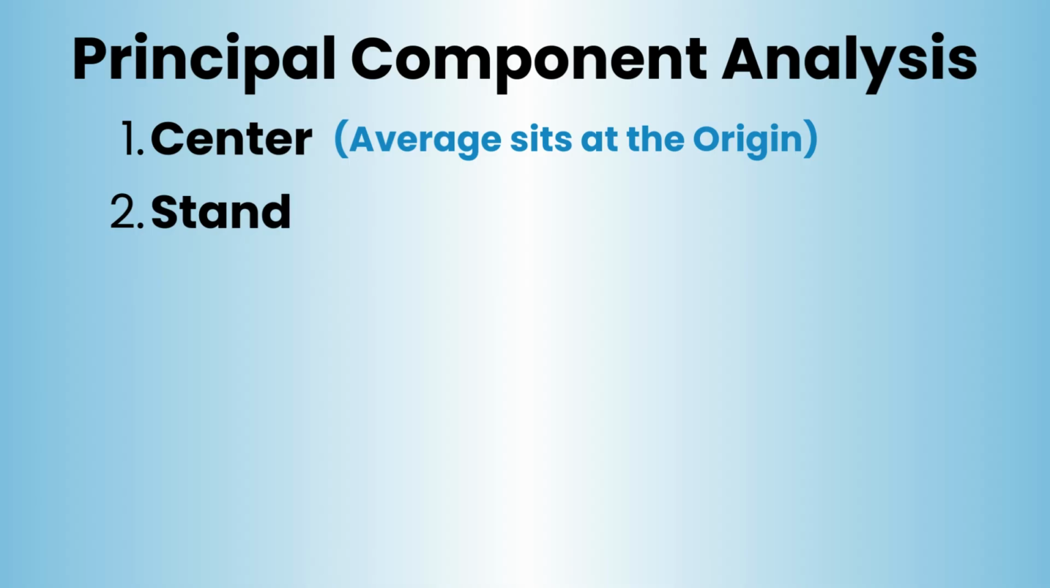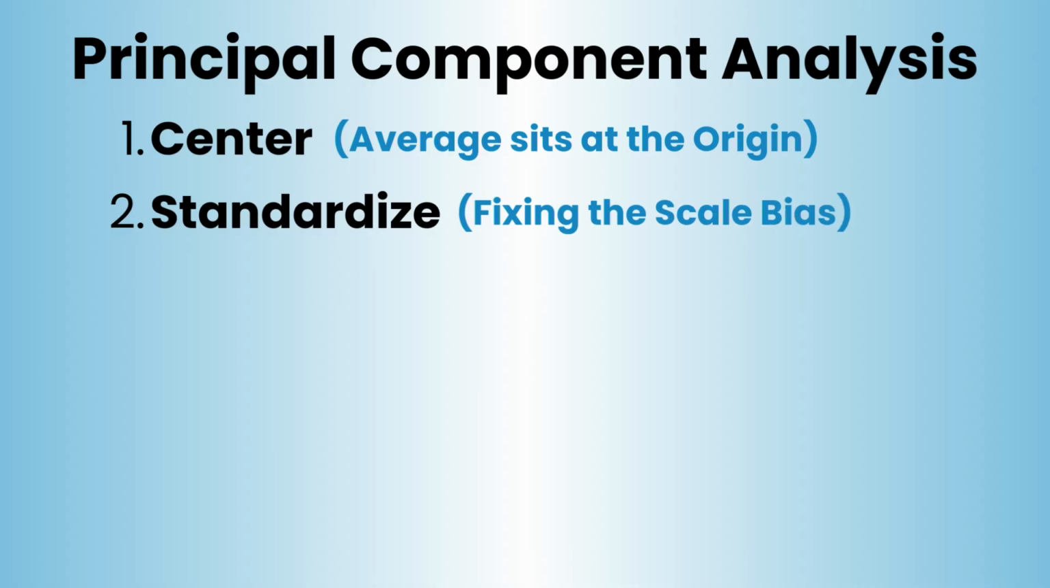And the second step is standardization. We scale the features so they are comparable. If one feature is measured in millimeters and another is kilometers, the math gets biased. Standardization puts all features on a level playing field.